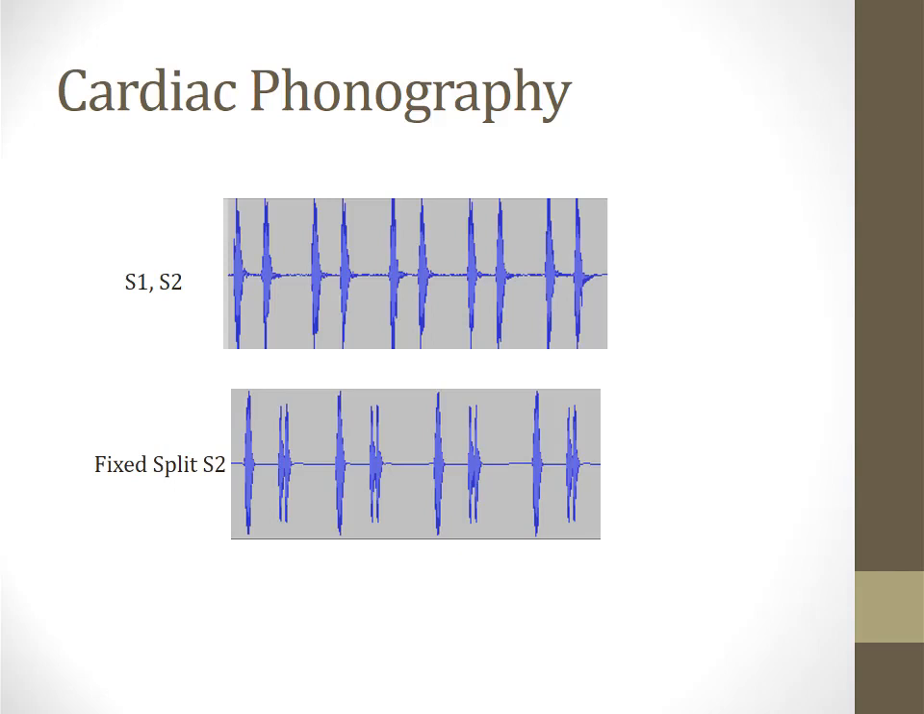So for example, at the top of the screen is a phonogram of a normal S1 and S2, and you can see that the components of the two heart sounds, S1 and S2, are very close together, thus they appear to be a single structure in the image. This would be an S1 and this would be an S2.